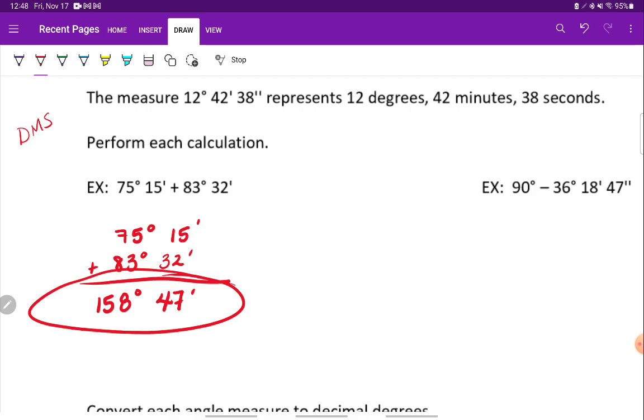Now, if we were to have added this and our minutes came up to 60 or more, we would actually carry into the degree category.